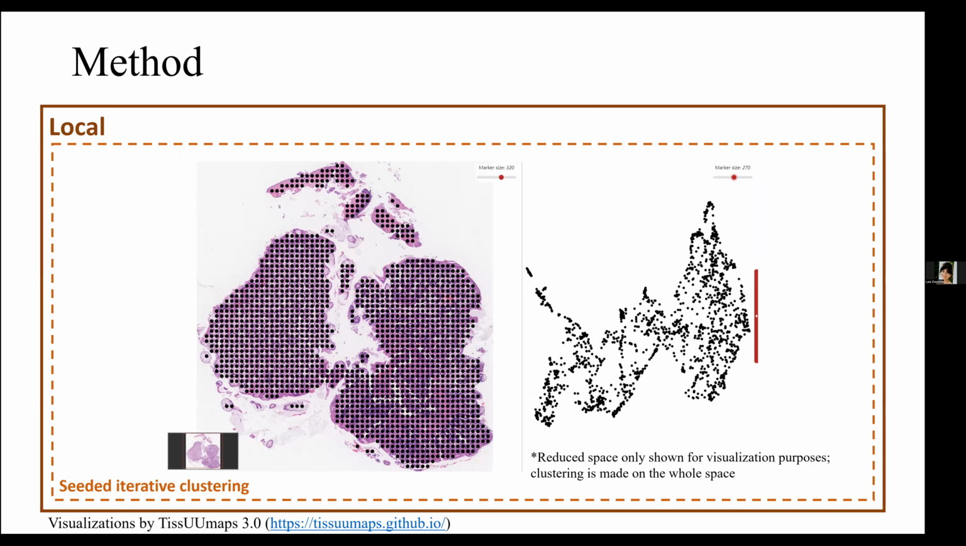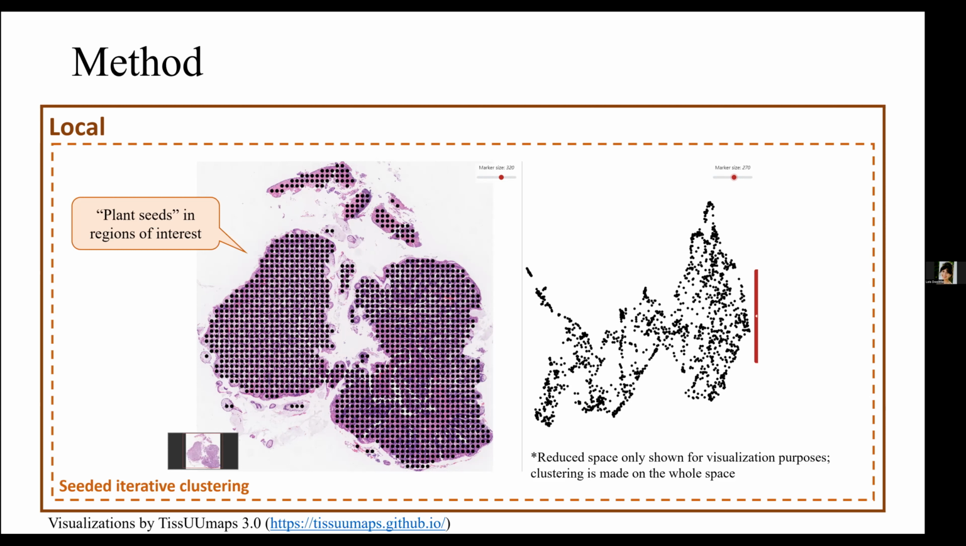And you remember already the dots I mentioned before. This was the center of the patches. That's what you see overlapped, like these black dots on top of the image. And to the right, I just showed the reduced UMAP space of the representations. A little disclaimer here is that this is shown only for visualization purposes. We cluster actually on the full space. And the visualizations are made by the tissue map software developed at our group.